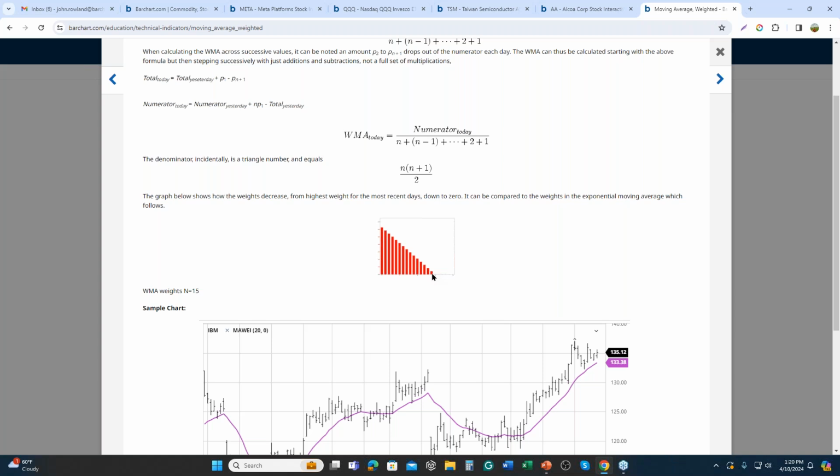Now, weighted moving averages have a tendency to appear a lot closer to current price, and they're more responsive to recent price and trend changes than our simple.